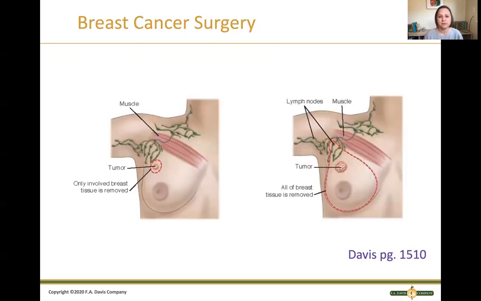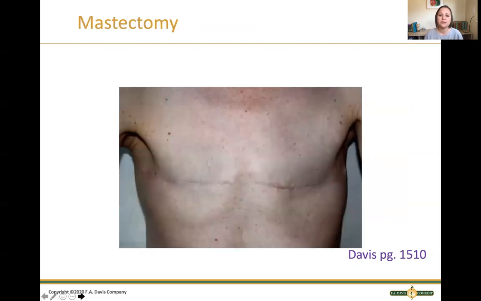Here are 2 examples of surgery that can be had for breast cancer patients. One is a lumpectomy, only taking out a small portion of the breast, and the other is a mastectomy, taking out the full breast and also some involved lymph nodes. And here's what a patient would look like after they had a bilateral mastectomy.